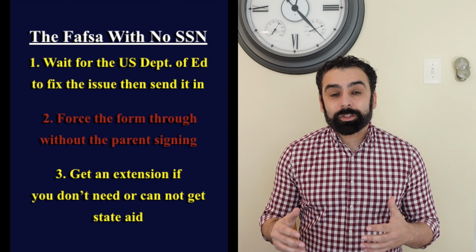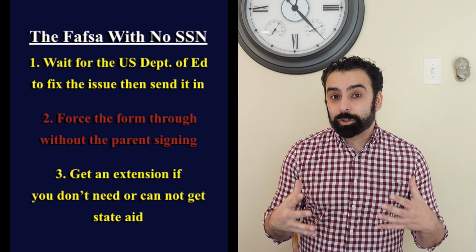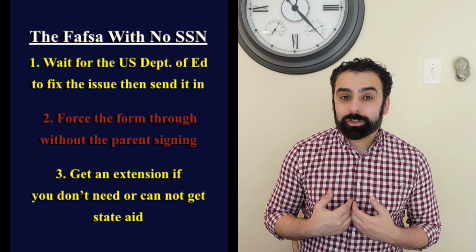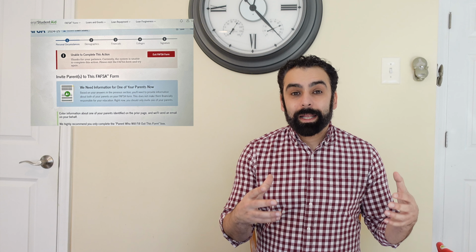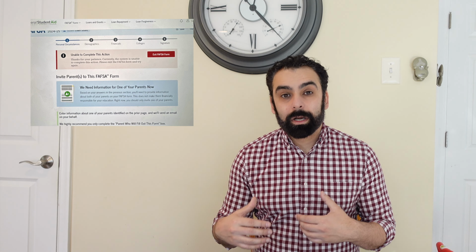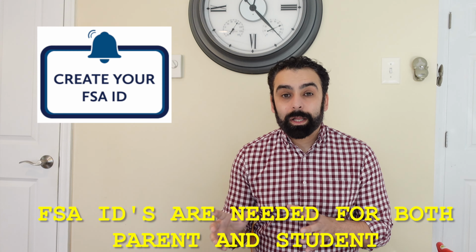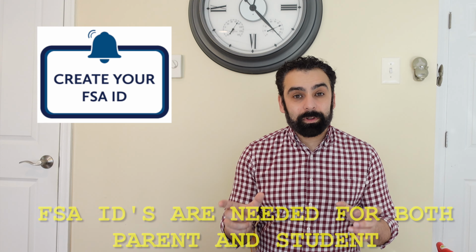Now, the way it works is there are basically 3 different ways to resolve the situation, and I'm going to go over all 3 of them for you and how I resolve the situation going forward. Right off the bat, the biggest problem is that right now the FAFSA form is not letting you push through if the parent doesn't have a social security number. So the first thing you need to do, before you fill out the FAFSA form, is make sure both the student and the parent have FSA IDs. Both of you need IDs to be able to fill out the form.